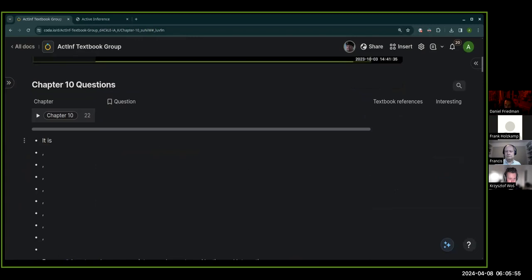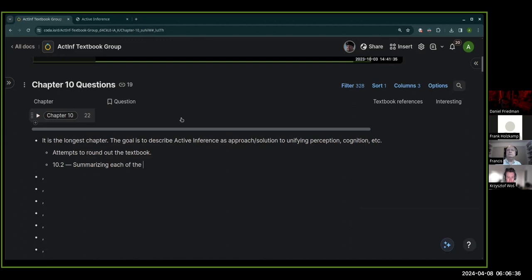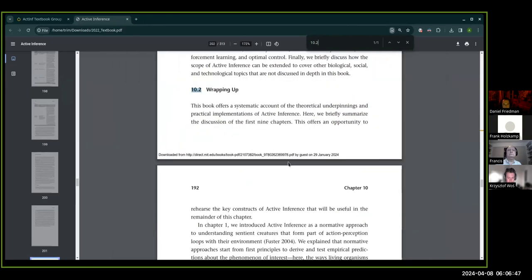One of its key themes is to describe active inference as basically a complete solution to sentient organisms' adaptive problems, which attempts to provide a unified perspective on action selection, perception, attention, emotion regulation, and a variety of other cognitive mechanisms. So it attempts to round out the textbook here. Let's go over in section 10.2 all of the previous chapters up to this point, with a quick summary in a per-paragraph approach for each chapter, reminding us of anything from Markov blankets to neurobiological substrates, message passing, building models, and so on.